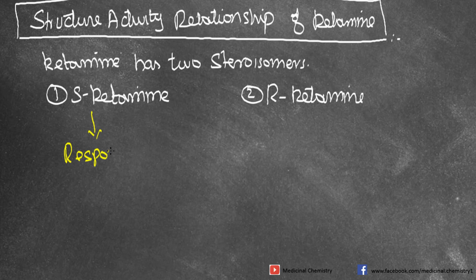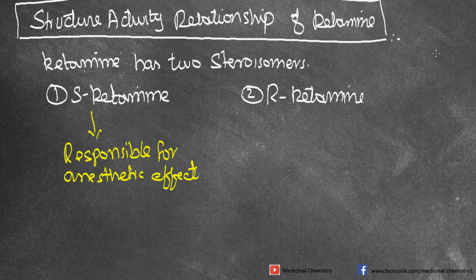Both have different properties. S-ketamine is responsible for the anesthetic activity. R-ketamine is the different one, and it is responsible for the hallucinogenic effect. I hope this makes sense for you people, and I tried to make it simple and clear.